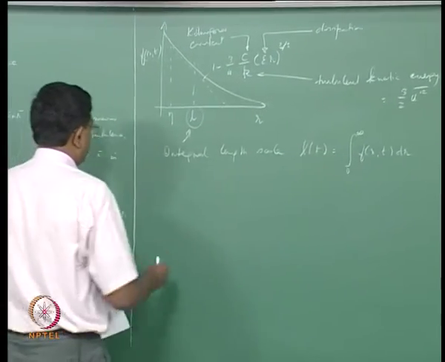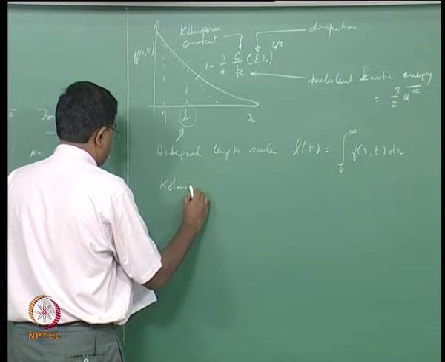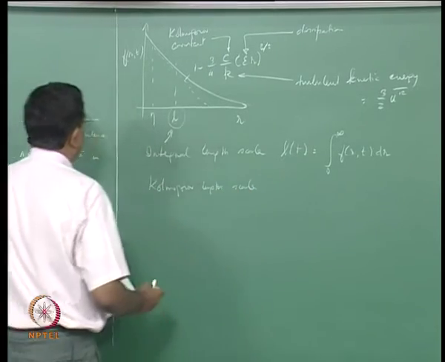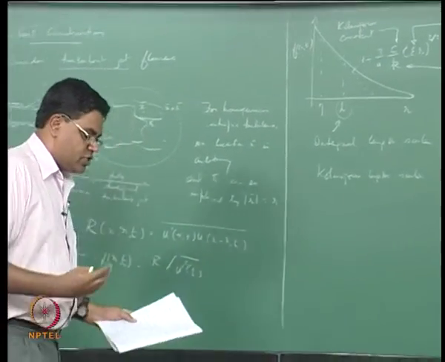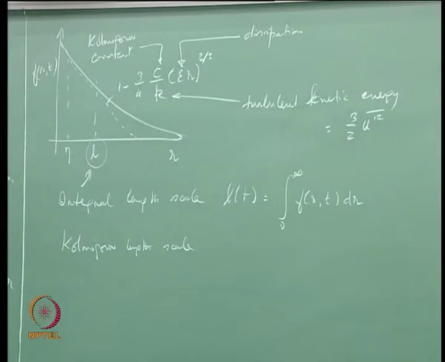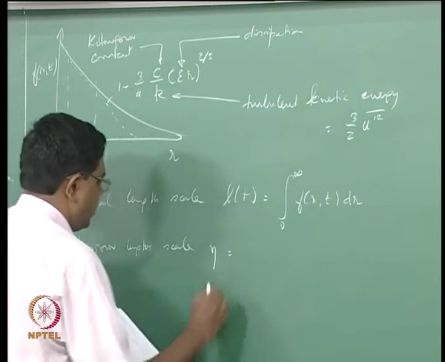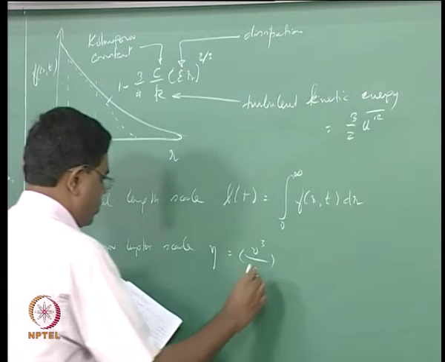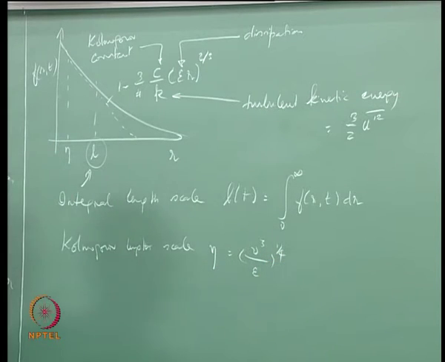And then you have what's called the Kolmogorov length scale, which is the smallest length scale in your flow. Essentially, you have a turbulent flow in which a cascade happens that goes all the way down to the Kolmogorov length scale. So eta is nu cubed divided by epsilon, the whole to the 1/4, where nu is the kinematic viscosity, and epsilon is the turbulent dissipation we discussed some time back.